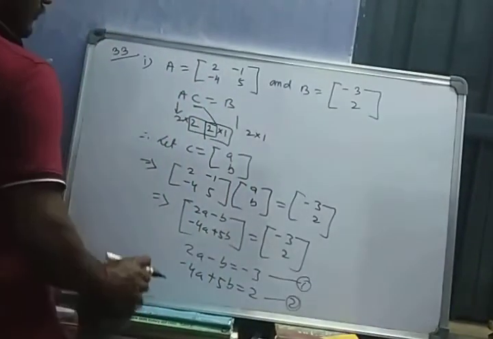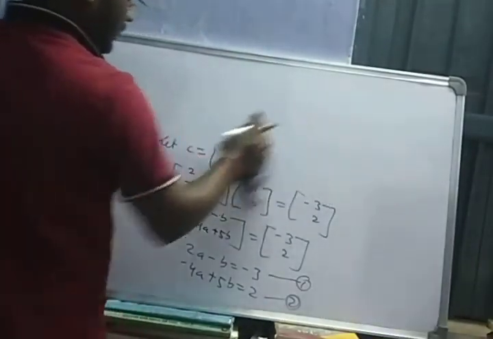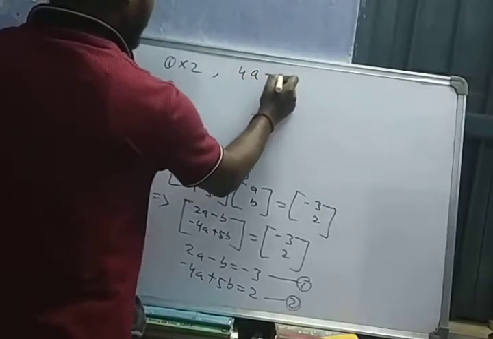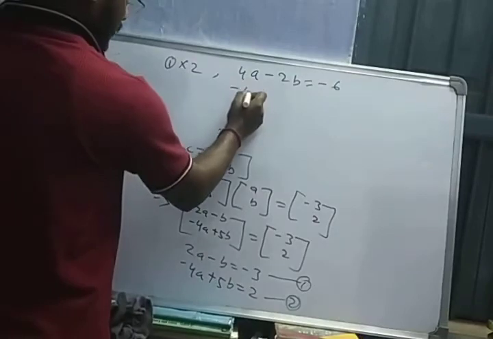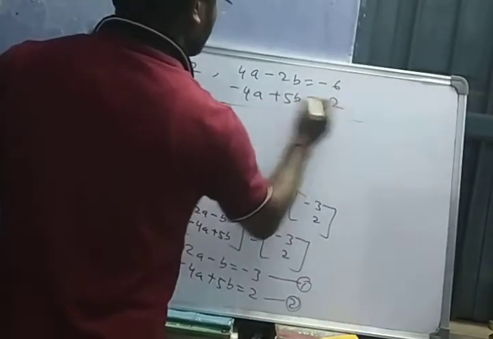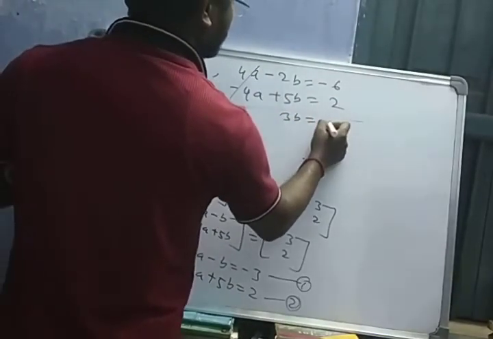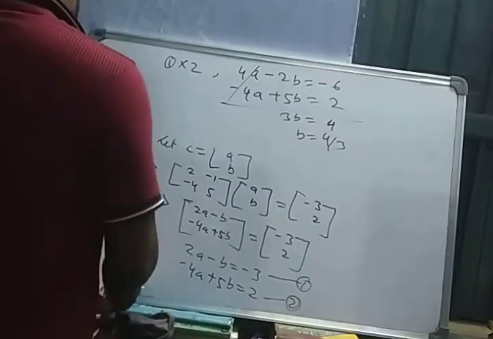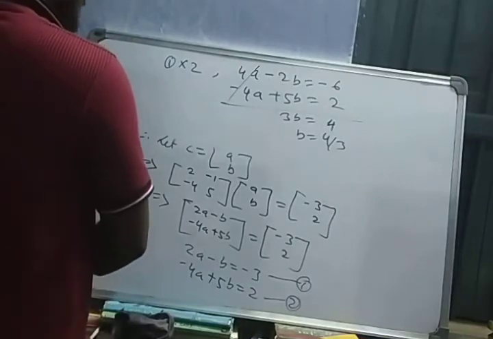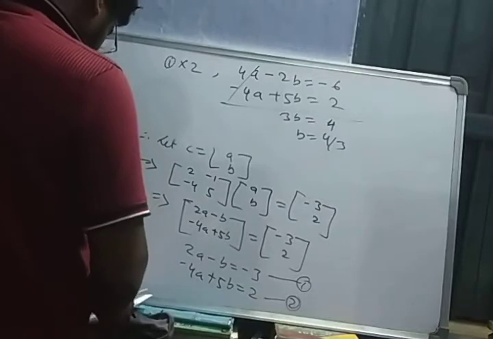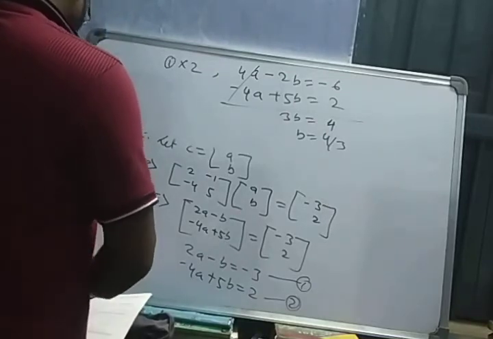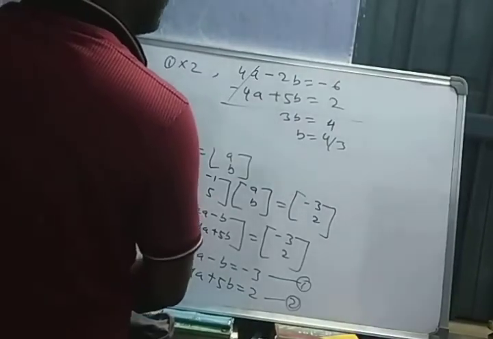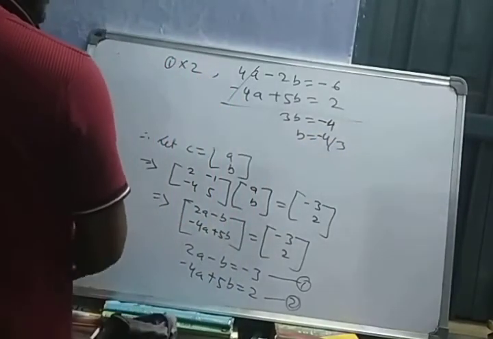Solving 1 and 2. Multiply number 1 by 2, then you get 4a minus 2b equals minus 6, and this will be minus 4a plus 5b equals 2. Adding, 3b equals 4, b equals 4 by 3. Now we can find the value of a.